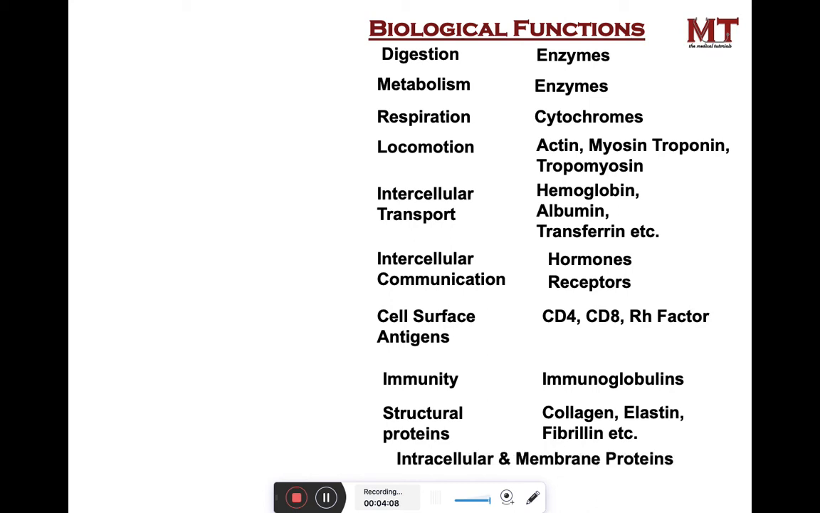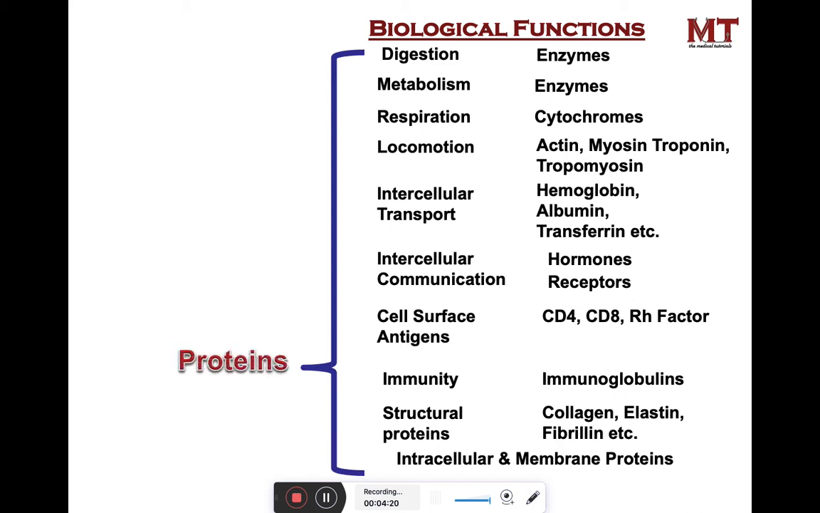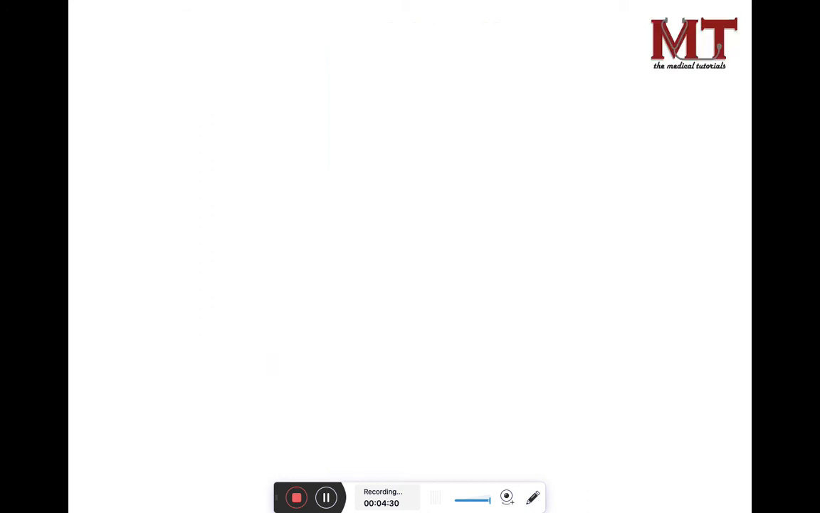Apart from these, there are many proteins inside the cell or on their surface membranes which carry out many biological functions. To summarize, every biological function is done by the proteins. And as we know, every protein is coded by the gene. Now before going further, let us discuss a very important concept, the concept of genome.